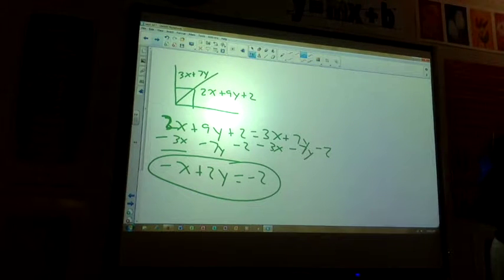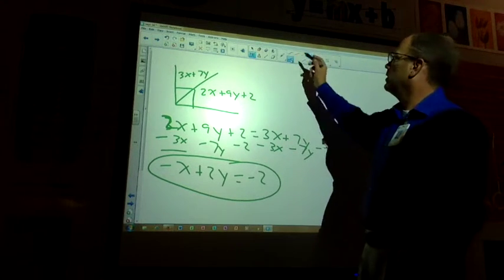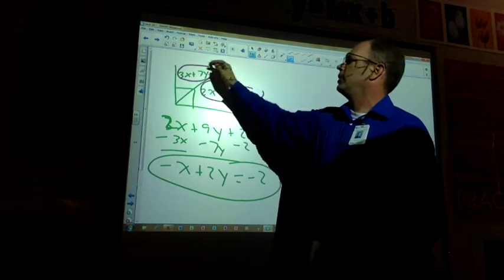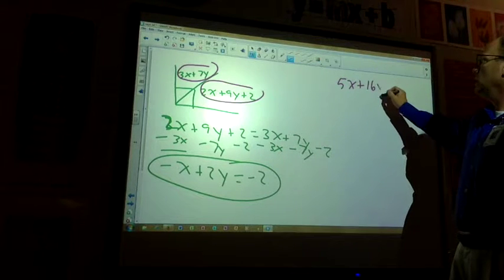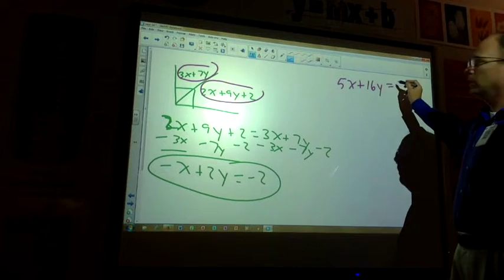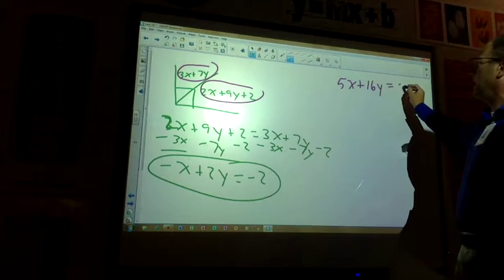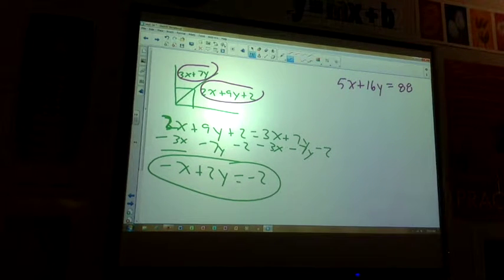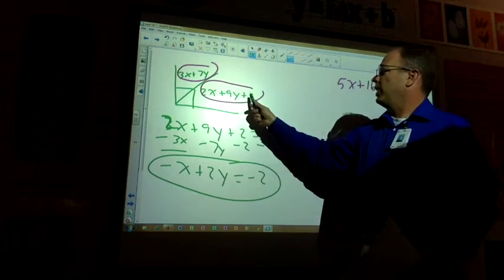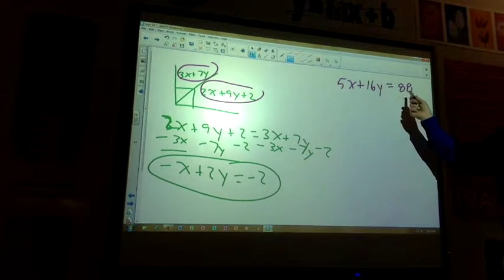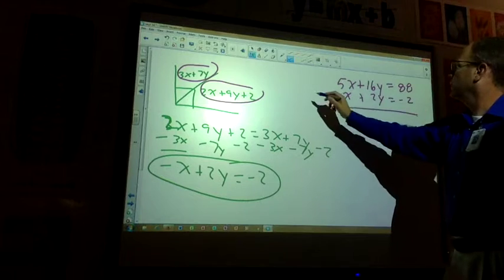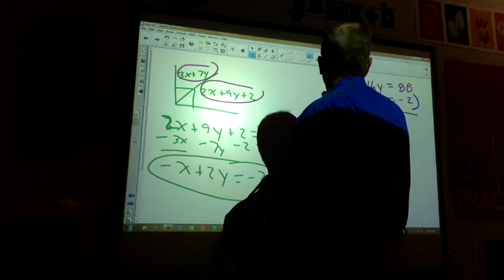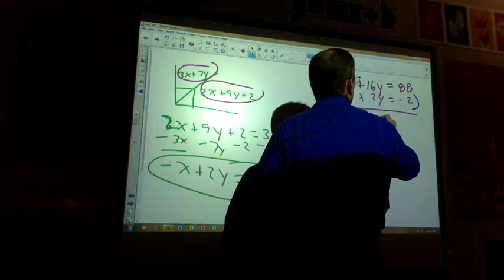How do I find my other equation? Anybody? This plus this equals what? 90. So that gives me 5x plus 16y is equal to 90. I had a plus 2, so I'm going to make it 88. You want to see what I just did? I went this plus this, but I moved the 2 over. Okay. So then I have negative x plus 2y equals negative 2. Multiply this whole bottom by 5, which should be fine. So I get 5x plus 16y equals 88.